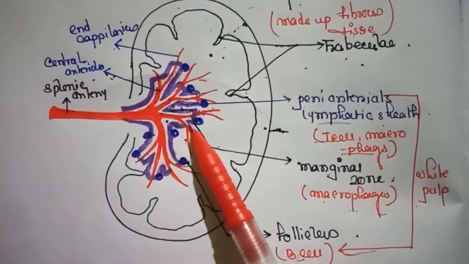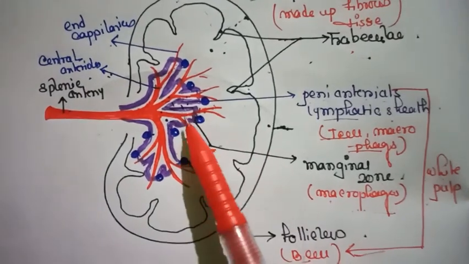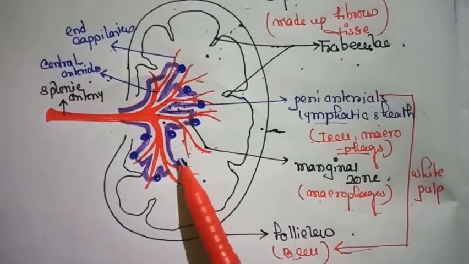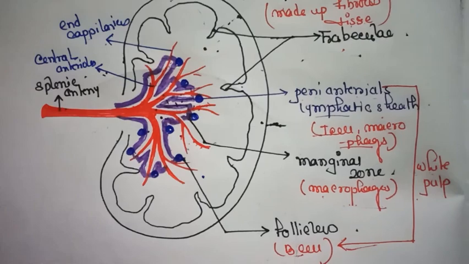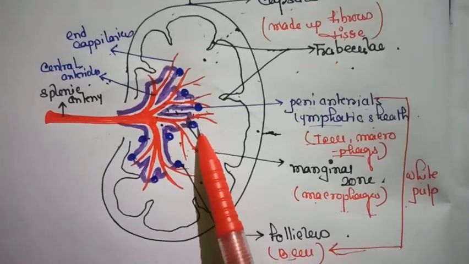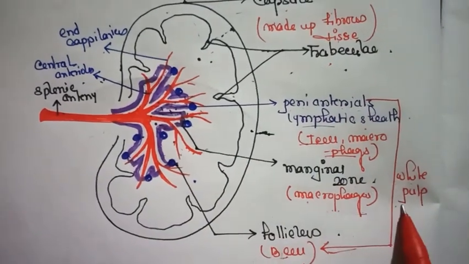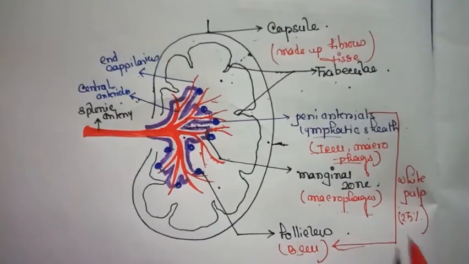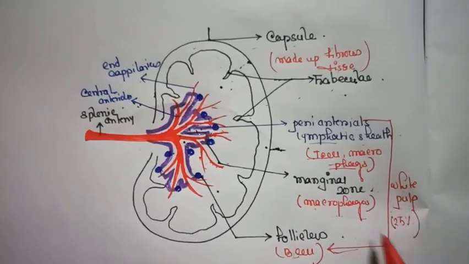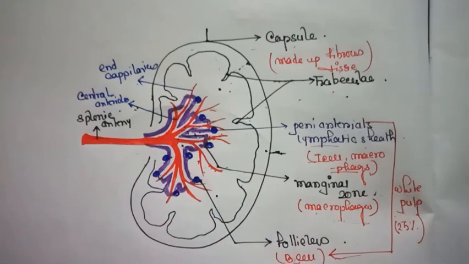The marginal zone is marked by the violet color, and the follicle, round in shape, is marked by the blue color. These all together are called the white pulp. This white pulp makes up 25% of splenic tissue.